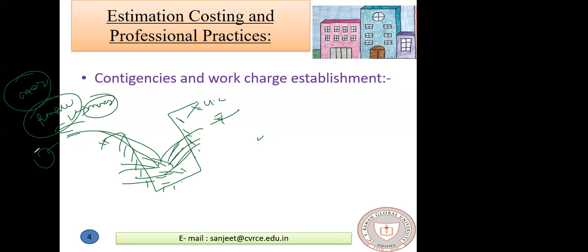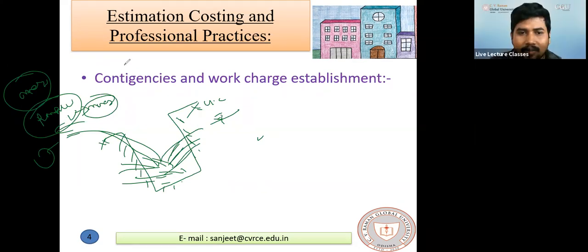Yes, sir. That's why in contingency we are keeping 3 to 5% extra money. Okay. Let us see what the definition is.